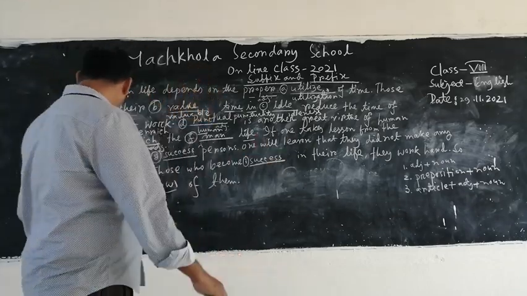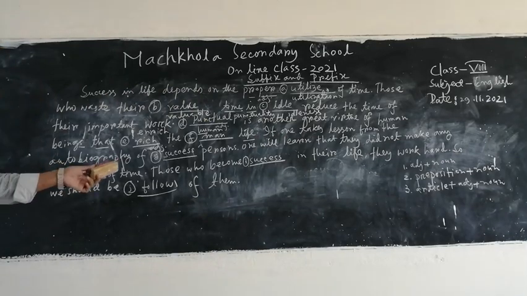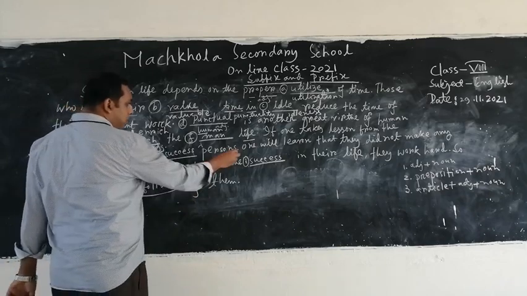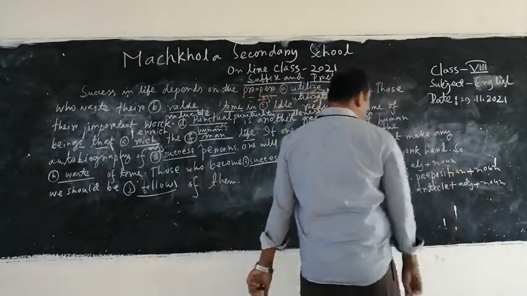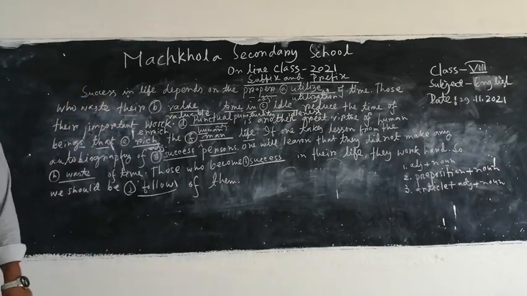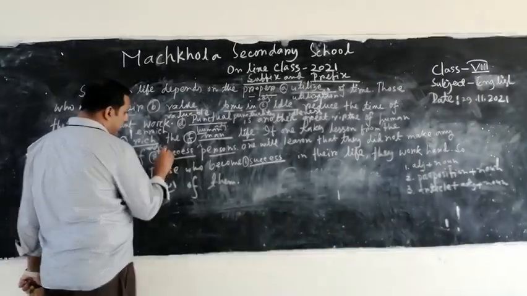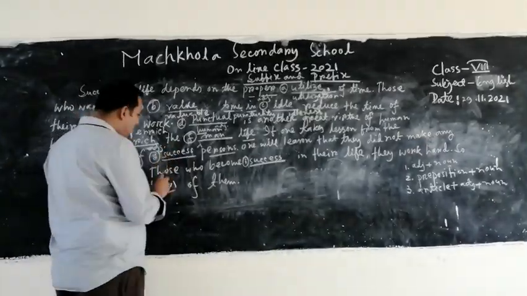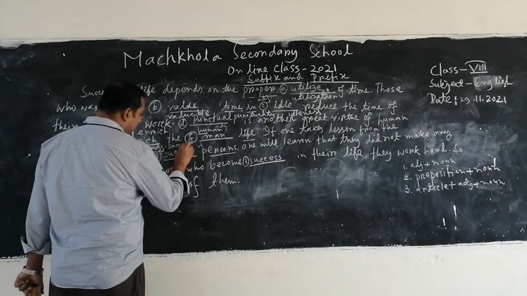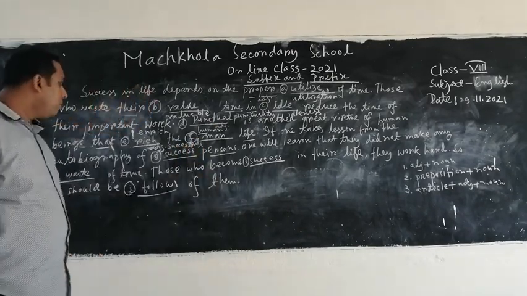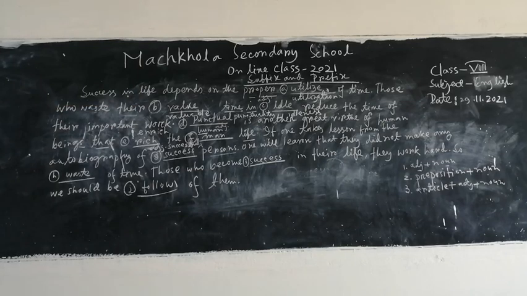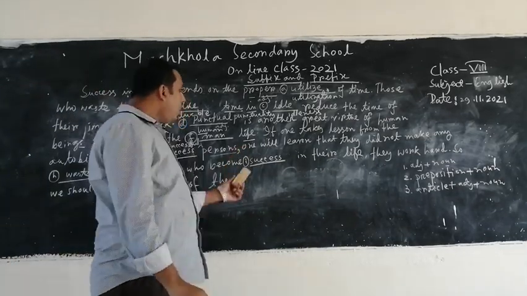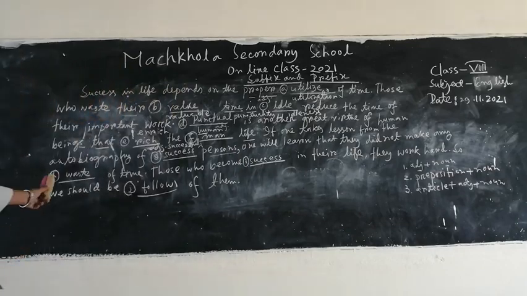If one takes lessons from the autobiography of dash people, persons, you see, here once again is the same structure. Noun, so here is a noun, but now we need what? An adjective. What is the adjective form of success? Successful. Thank you. So, successful persons. If one takes lessons from the autobiography of successful persons, all will learn that they didn't make any dash of time.